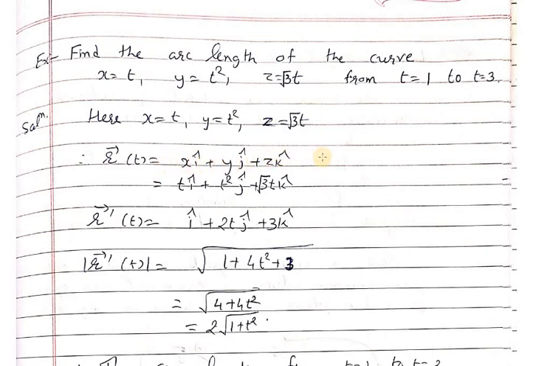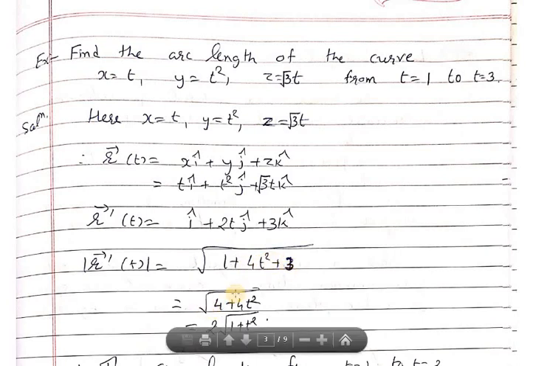xi + yj + zk, which is t i + t square j + root 3 into t k. So r' will be i + 2t j + root 3 k. So mod r'(t) is equal to the square root of 1 + 4t square + 3.